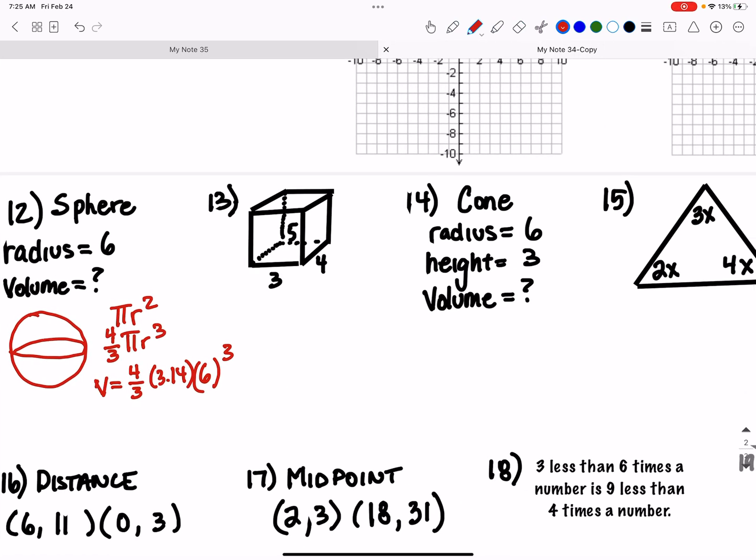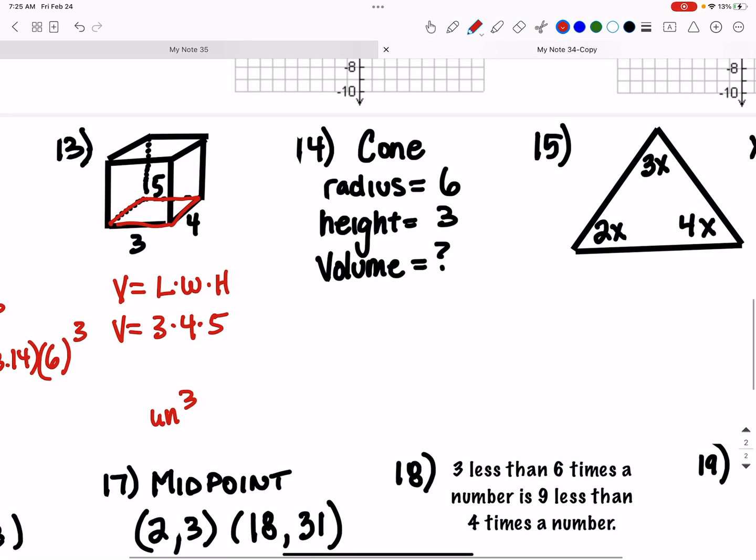For 13, remember, we know the area of a square, the volume for a rectangular prism, we take the area of the square at the bottom, which is length times width, and then we just give it some height. So what is the length? Let's say a 3 and a 4 and a 5. So you tell me what the volume is. Remember, these are in units to the third power, because these are 3D shapes.